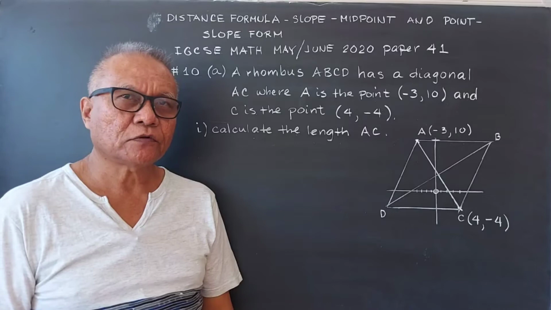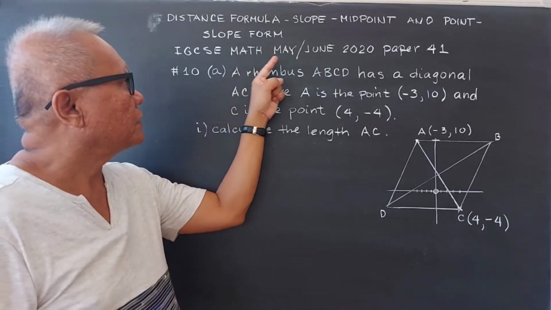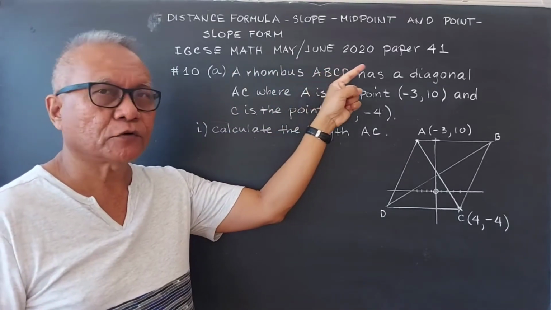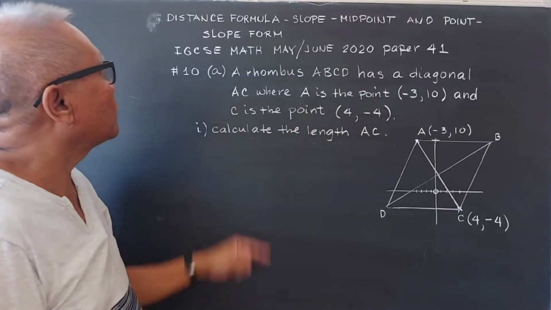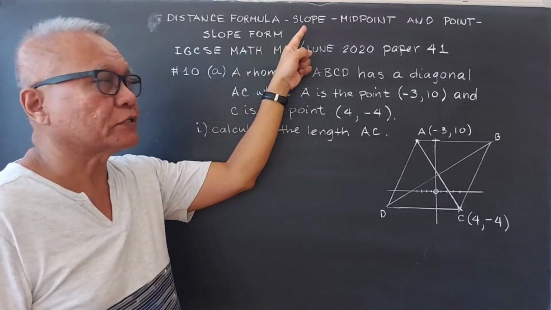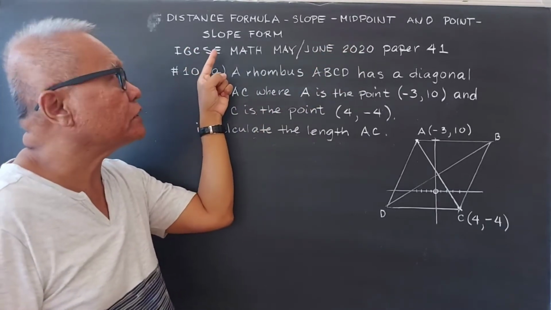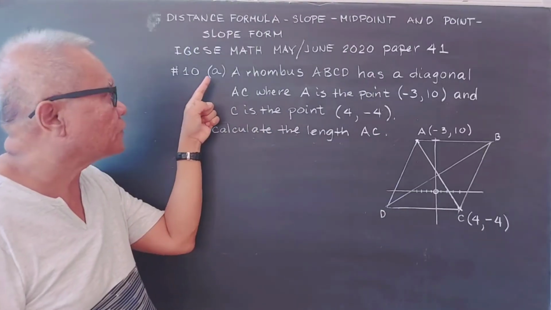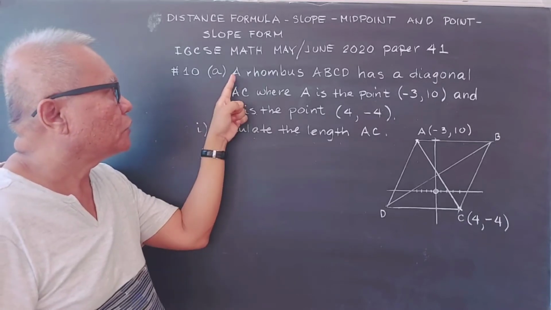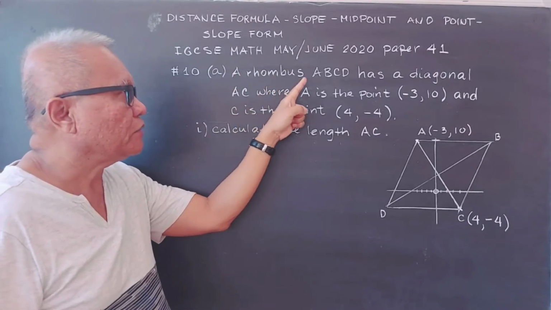Today we are going to solve Math May June 2020 paper 41, and this is all about distance formula, the slope, the midpoint, and using the point slope. Here number 10, this is only for letter A. So we have a rhombus ABCD.